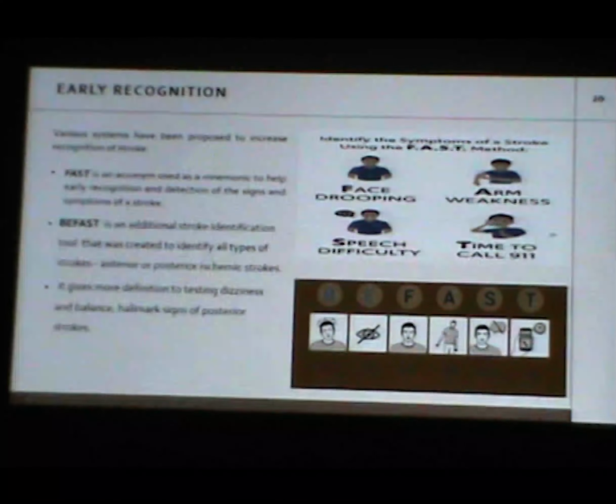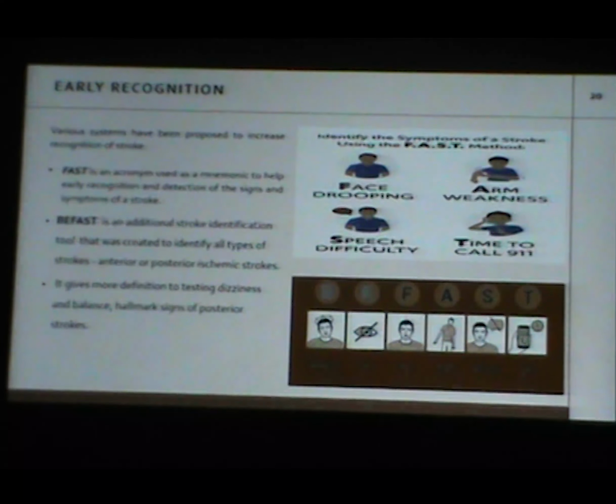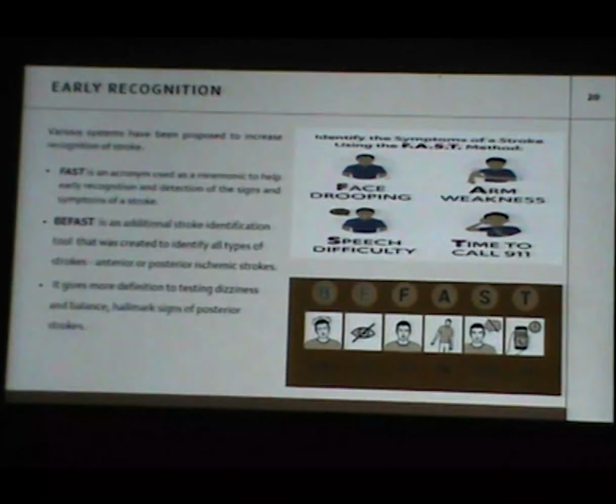And there is another, updated scale called the BE-FAST. They just added the initials B and E. B for balance, to include some symptoms of the posterior circulation, and E for the eyes, maybe diplopia, maybe blurring of vision.